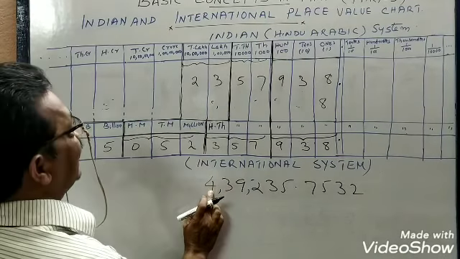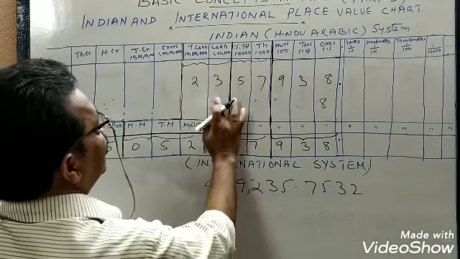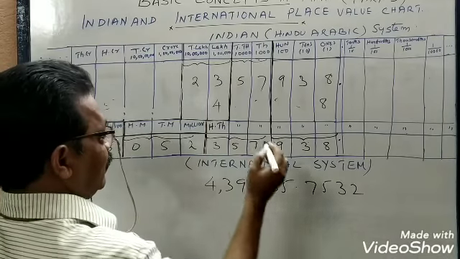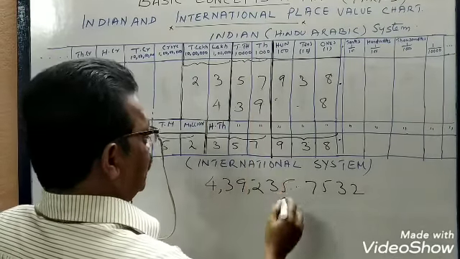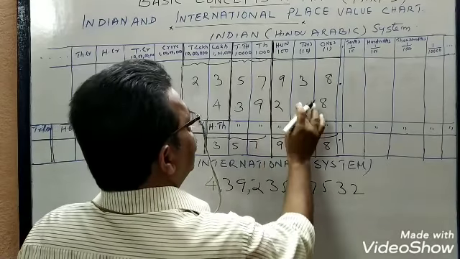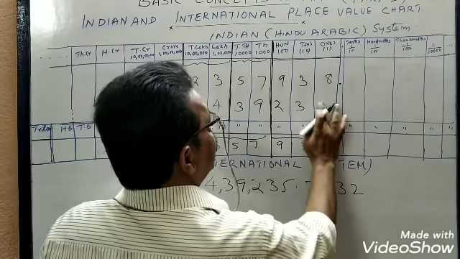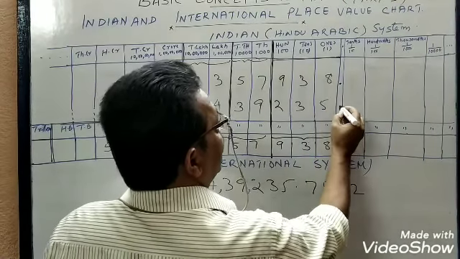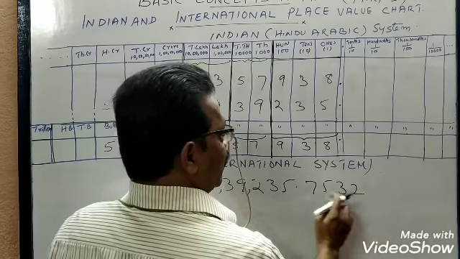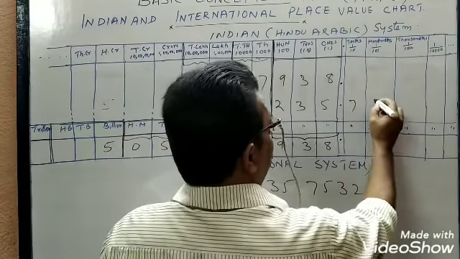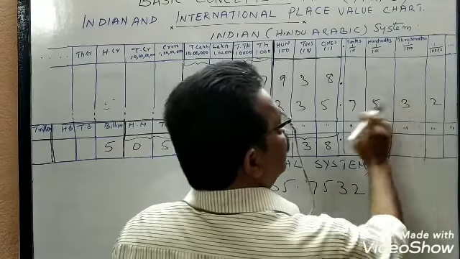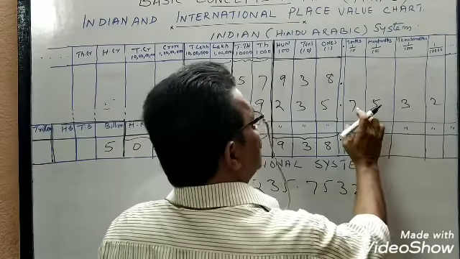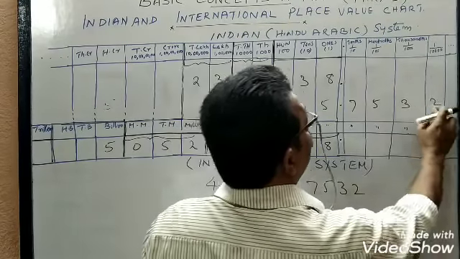It will be 4 lakh. It will come in the place of lakh. 4 lakh 39,235. Then the decimal point, this is a decimal. Then 7532. We say it like that.